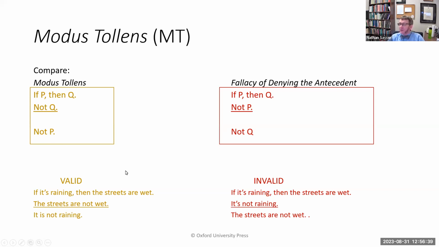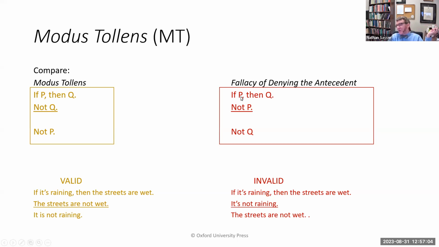So for example, if it's raining, the streets are wet. The streets are not wet though, so it must not be raining. That's valid. If those premises are true, they necessitate that conclusion. Again, there's an associated fallacy. Don't get modus tollens mixed up with the fallacy of denying the antecedent.